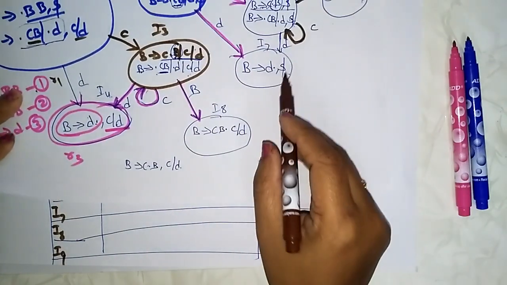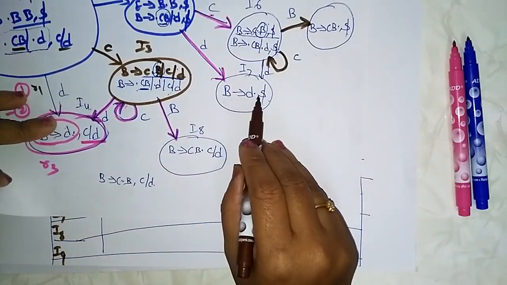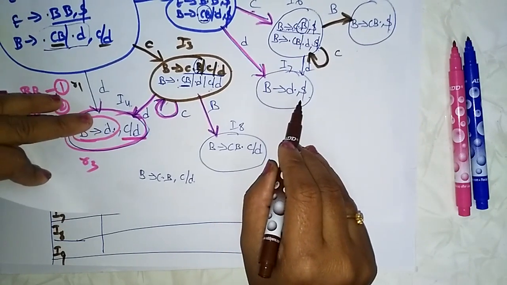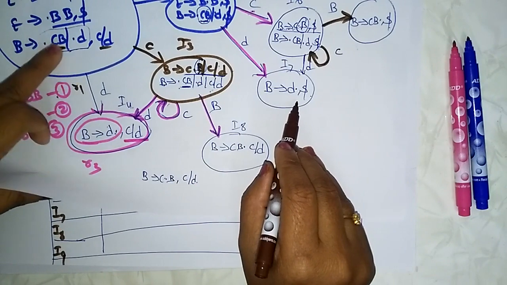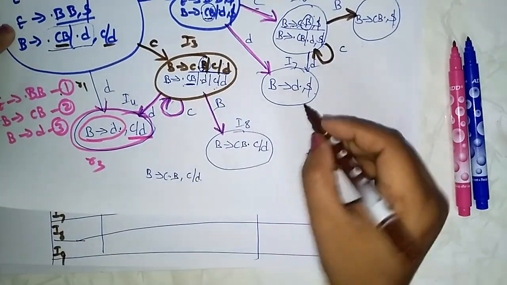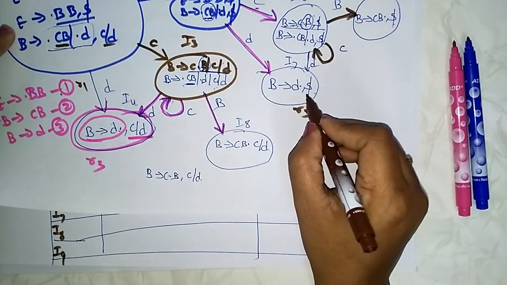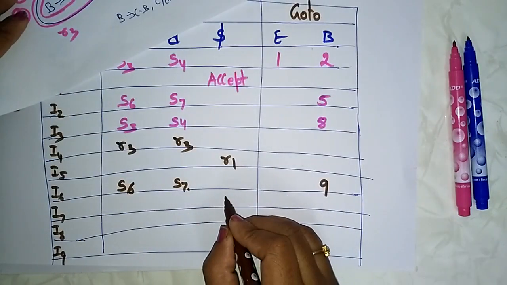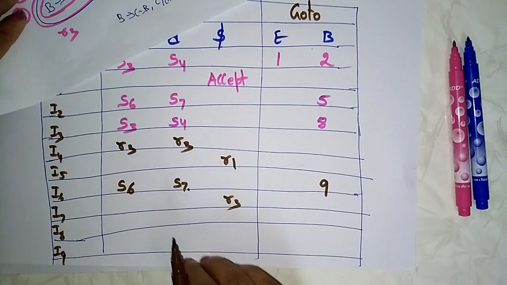Okay, now take I7. B determines D dot, so it is not going to any other state, means you need to reduce here. So what is the production number? 3, so R3, and R3 has to be written at the look ahead value. What is the look ahead value here? Dollar, so under dollar you need to write R3.